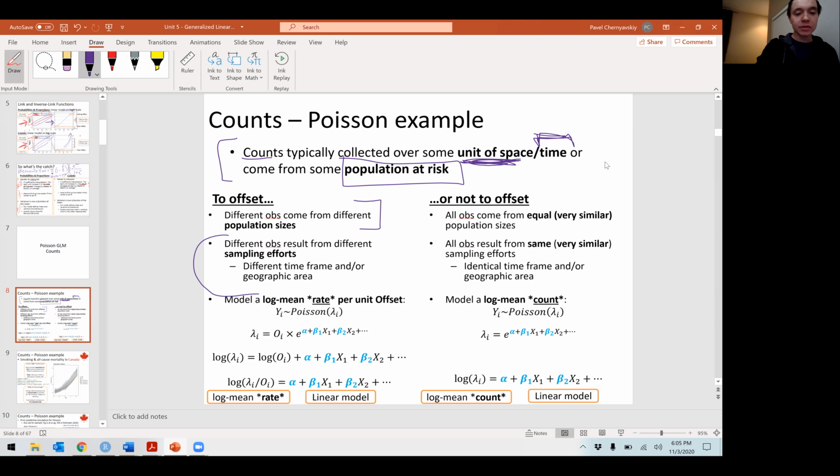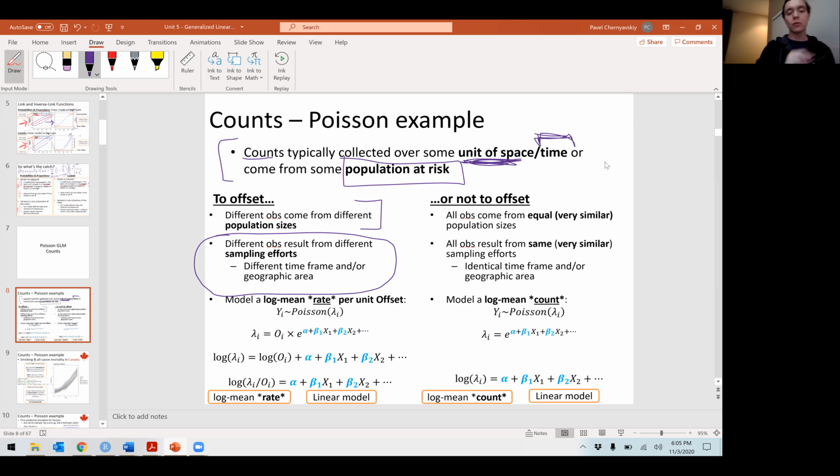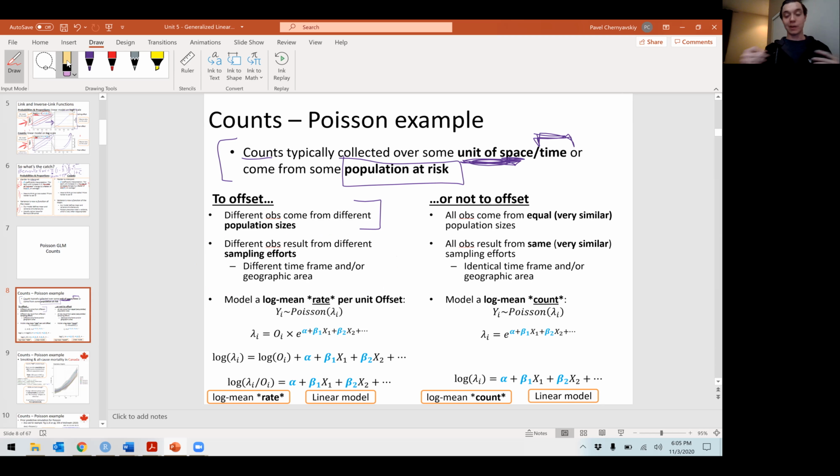Sampling efforts are mostly what folks in ecology worry about. If you go out to find a particular species of bird and you send one graduate student into a particular area, they might come back with one count. If you send more graduate students or you spend more money or more time sampling the same space, you will come back with a very different count. So very often, we will want to apply what is called an offset.